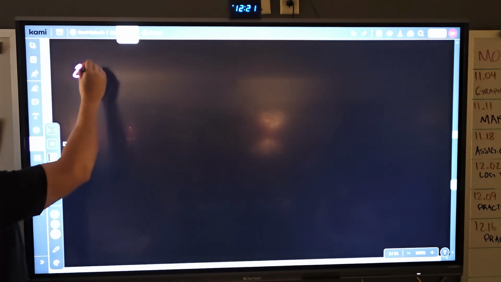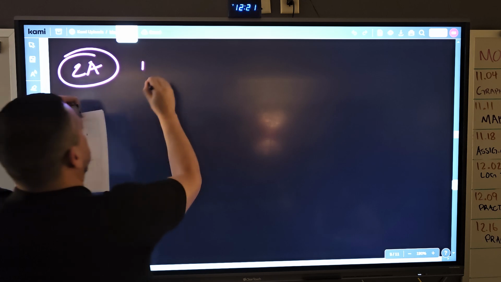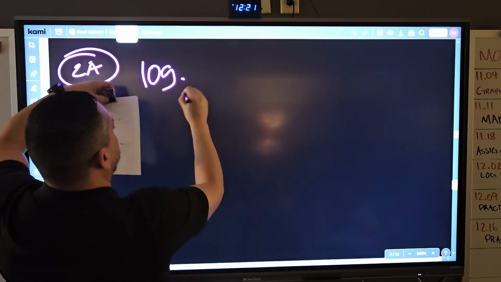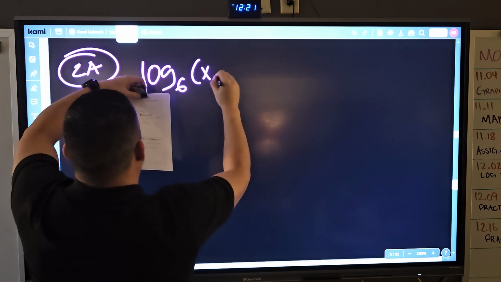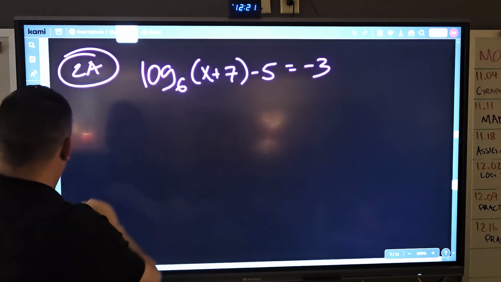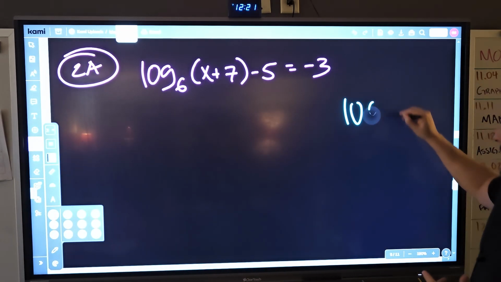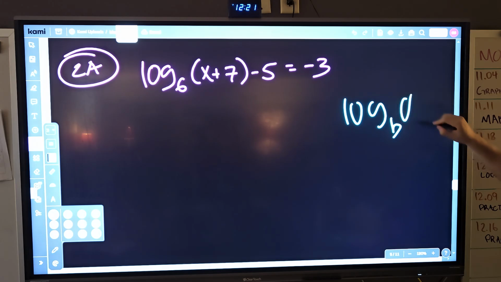Okay, 2A. So let's go up in category. Just slightly more difficult. Actually, I think it would be the same category, but it just has one extra step. So again, the big question with these is, and I know I sound like a broken record, is it in this form?